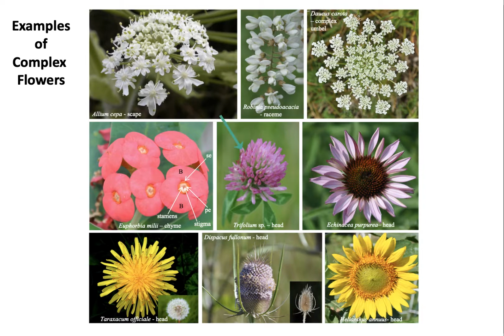Over here is Trifolium, which is clover. And each one of those little purple things is a separate flower and fruit. The next one over is Echinacea, and then the one down from here is Taraxacum, which is dandelion, and each one of those tiny little things with a petal is a separate flower. Then another compound flower here, which is teasel, and then finally down here Helianthus, or sunflower.